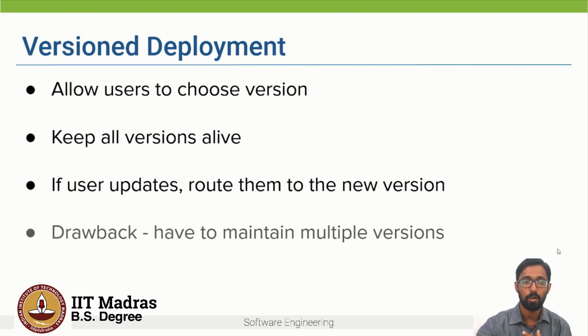Again, the drawback of this is that we have to maintain multiple versions. Let's say there are multiple updates and not all users periodically update to the latest version. That's why software companies usually specify that up to a certain date, the following versions are supported. After that, we will stop giving support to those versions. So that is what is known as the version deployment strategy.